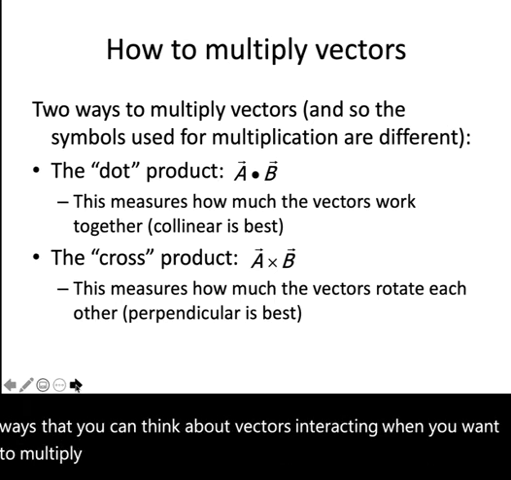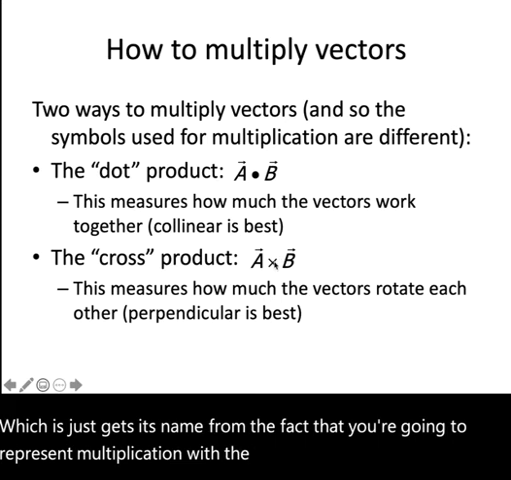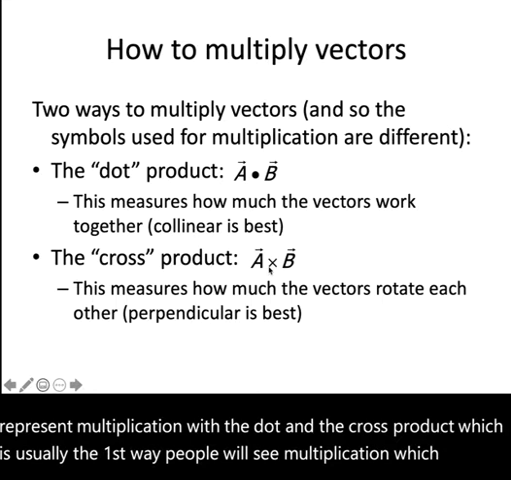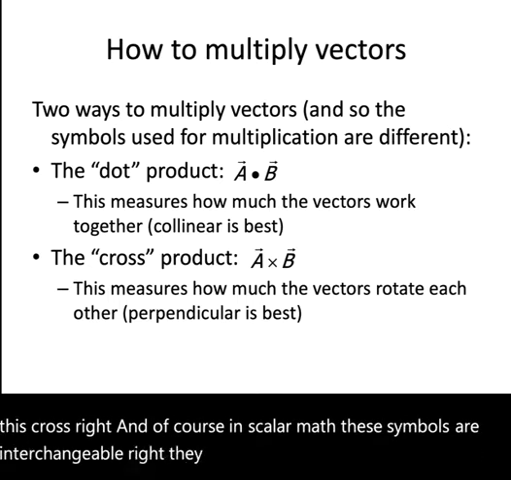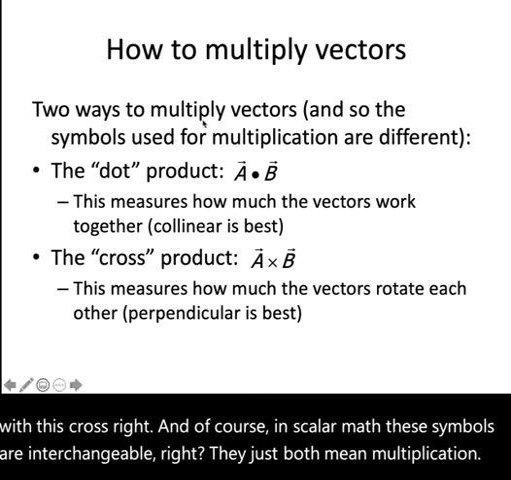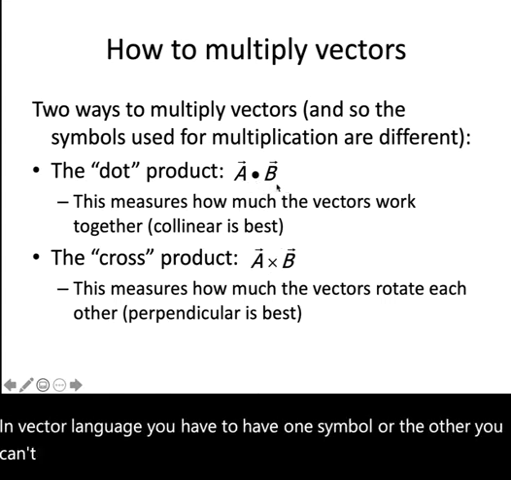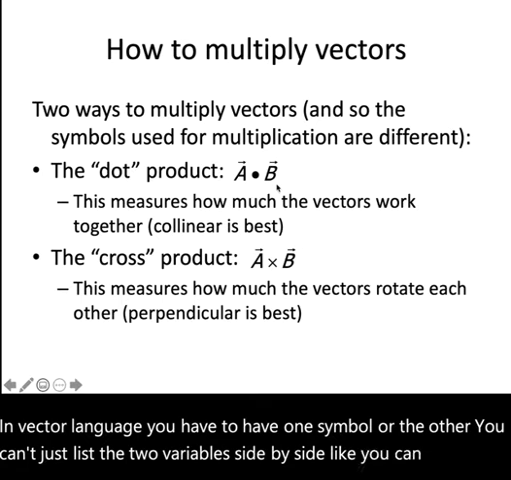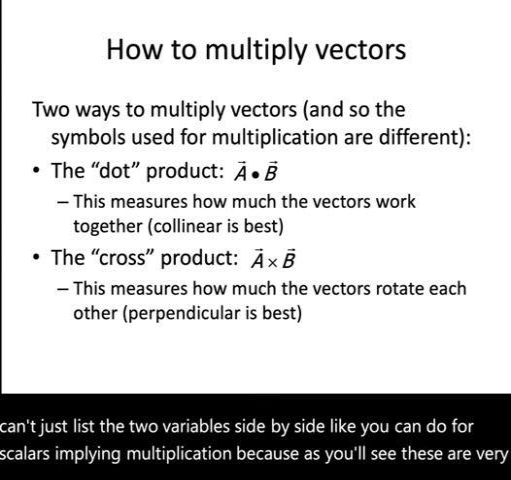And formally, they're known as the dot product, right? Which just gets its name from the fact that you're going to represent multiplication with a dot. And the cross product, which is usually the first way people will see multiplication, which is with this cross, right? And of course, in scalar math, these symbols are interchangeable, right? They just both mean multiplication. In vector language, you have to have one symbol or the other. You can't just list the two variables side by side like you can do for scalars implying multiplication, because, as you'll see, these are very different types of multiplication.